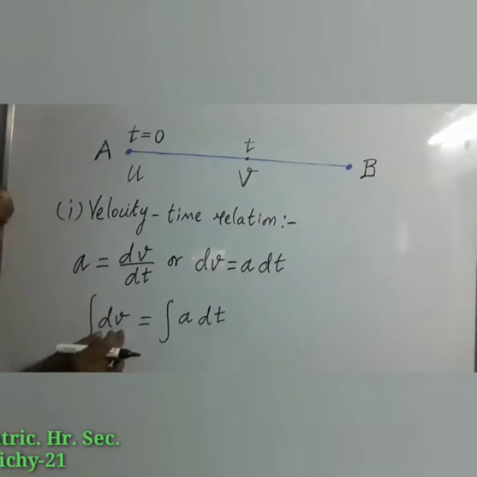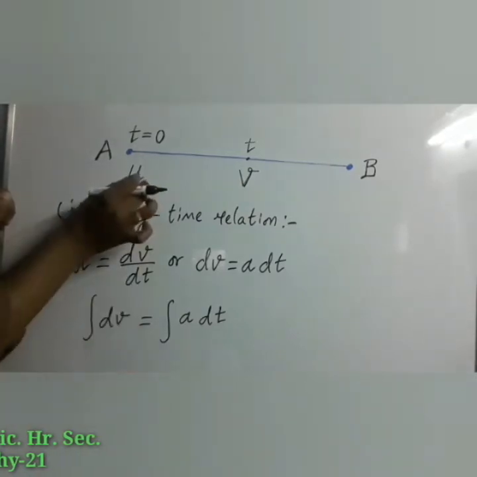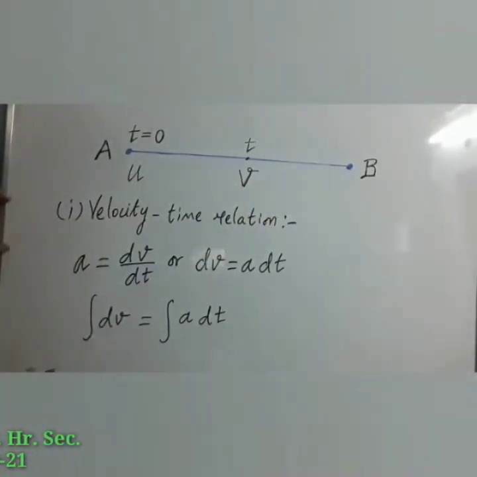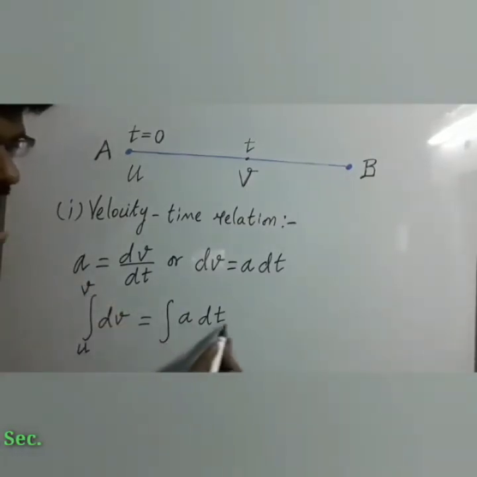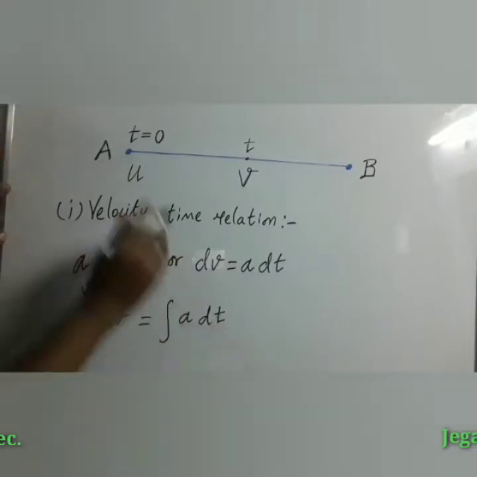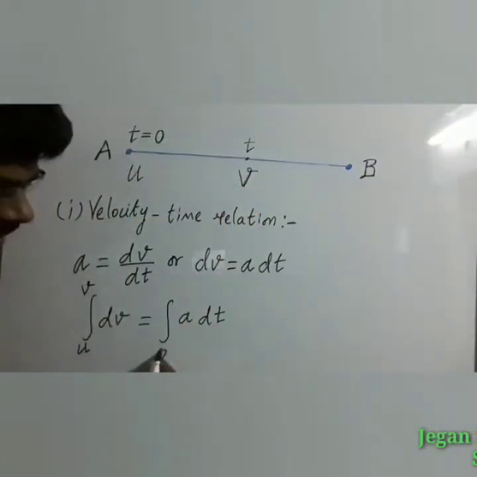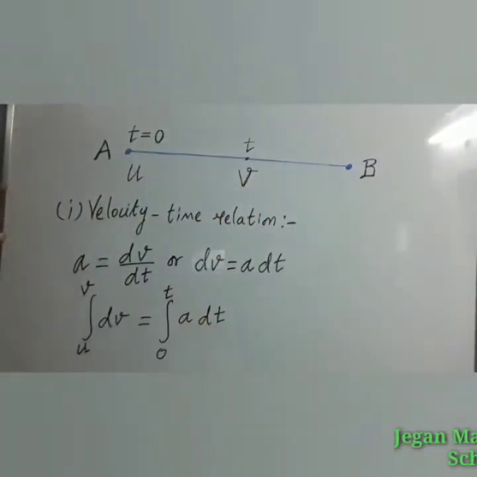Here we are going to integrate the velocity. So velocity starts from u and final value is v. So lower limit is u, upper limit is v. Here we are going to integrate time. So time starts from 0 to t. So lower limit is 0, upper limit is t. a is a constant value that cannot be integrated, that can be taken outside of the integration.